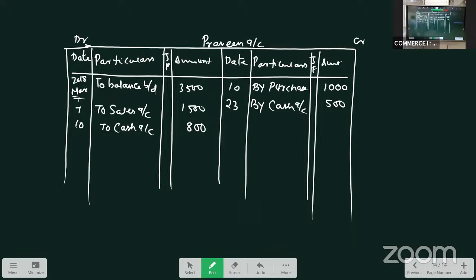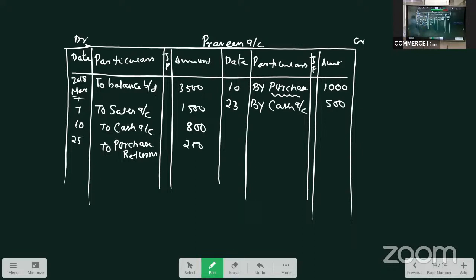Then, what is the last transaction? Returned goods to Praveen. 25th, we return goods to Praveen. So Praveen is receiving. These are the returns, right? We purchased earlier. Now we are returning. So that would be written as to purchase returns. He is the receiver, no? It should appear on the debit side. To purchase returns. What is the amount? 200. What is the date? 25th. Amount is 200.